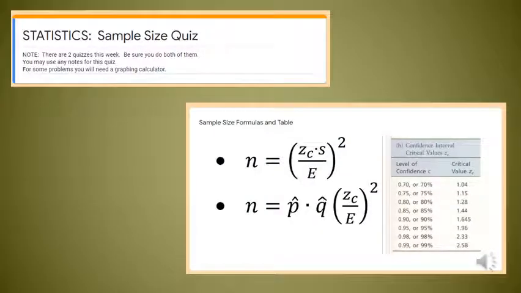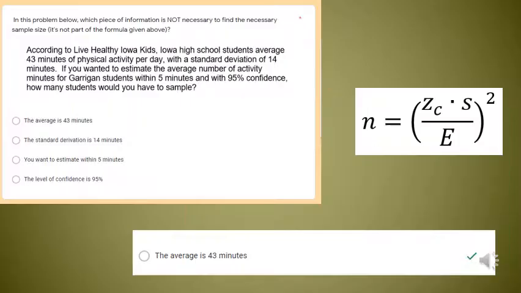So the first part you had dealt with sample size, and you were using one of two formulas to get most of your answers, plus a table that you could use to find z-values. The very first question asked you which piece of information didn't you need to know for this? What's not a part of the formula?